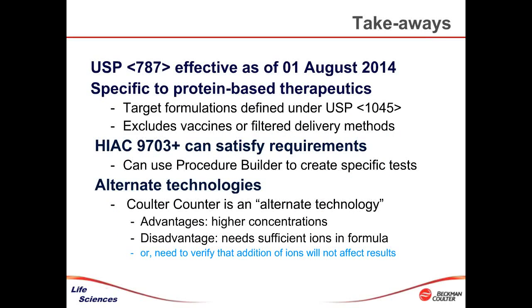So, kind of final summary then. The USP 787 was effective as of the 1st of August in 2014. It is specific to protein-based therapeutics, so you cannot use it for other types of materials, only for protein-based therapeutics. It does exclude vacuums or a material that's delivered through some form of a final filter as part of, let's say, the hypodermic structure might have a filter in it. Then it would not be a demand to use 787.